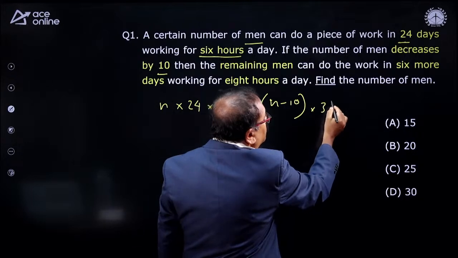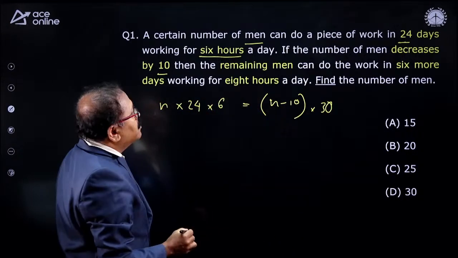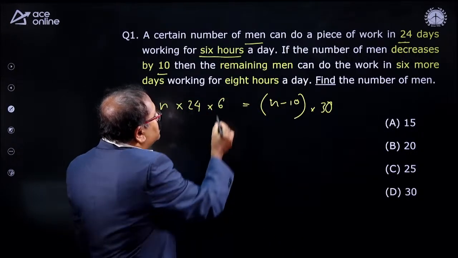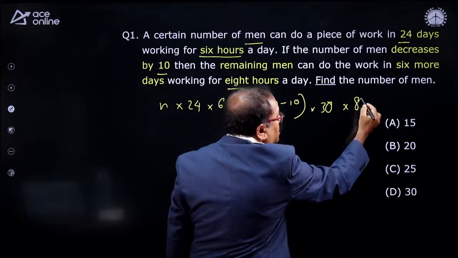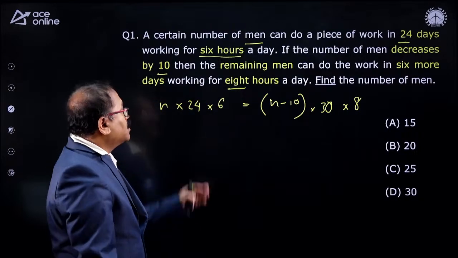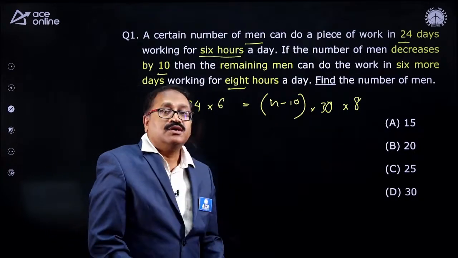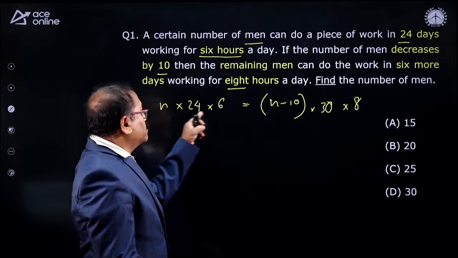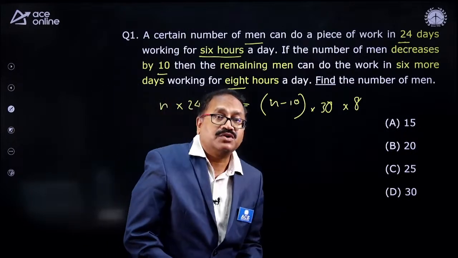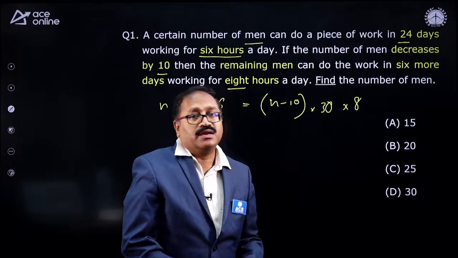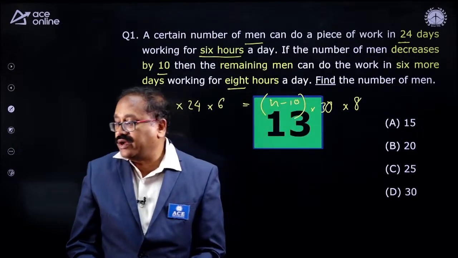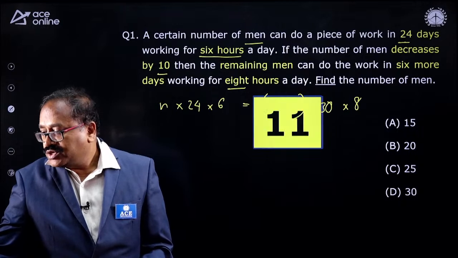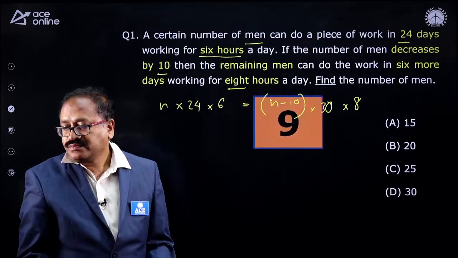So into 30. How many hours are they working per day? That is, they are working 8 hours per day. So this is 8. That's how my left hand side is equal to right hand side. This is the work volume and this is also the work volume. By solving this, I will get the n value. Will you please try this? 15 seconds is in your hand. Try this, my friends.